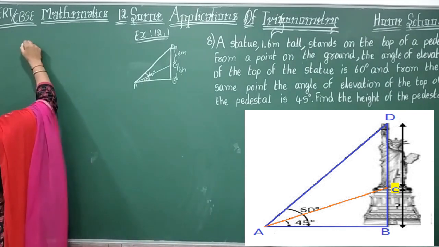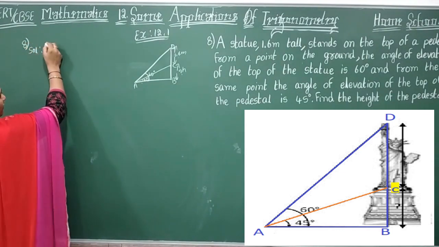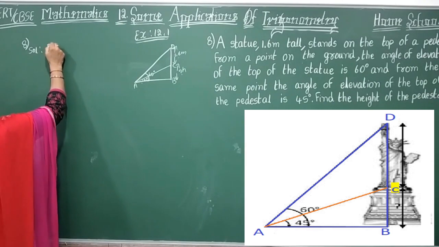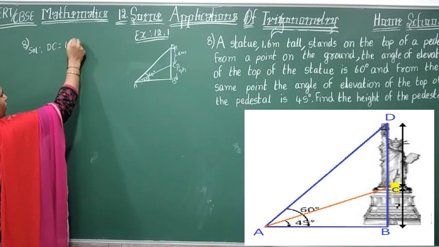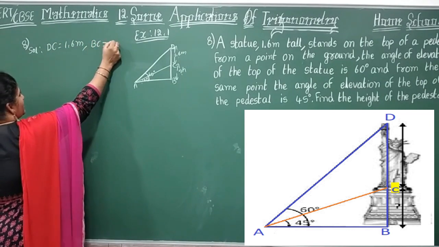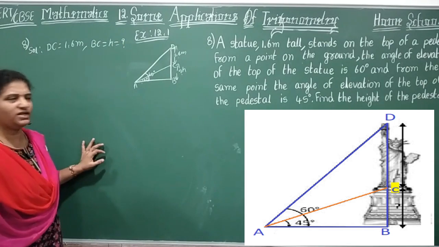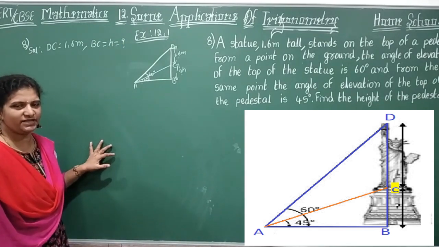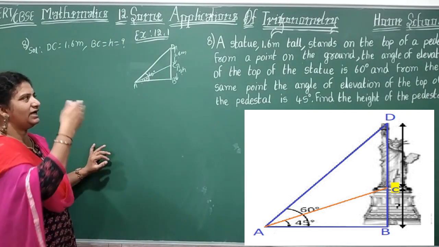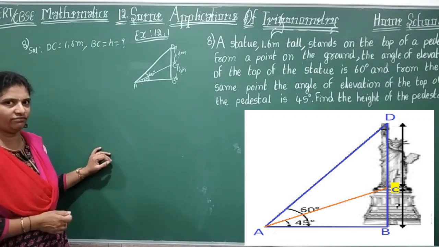So given, what is given here? Statue height DC is equal to 1.6 meter. What is your question here? BC is equal to H is equal to question mark. See here, children, angle of elevation already it is given. If you want, you can write angle DAB is equal to 60 degrees, angle CAB is equal to 45 degrees.